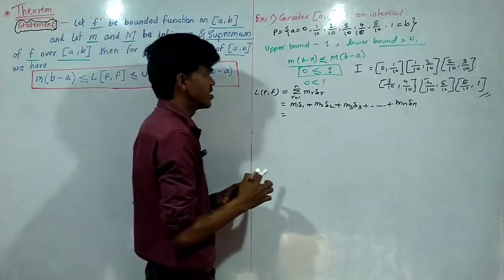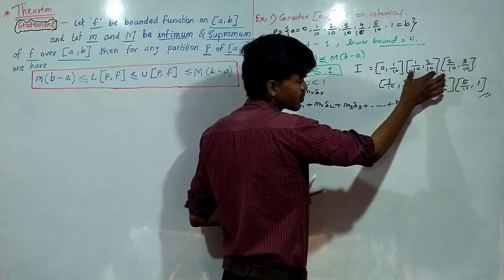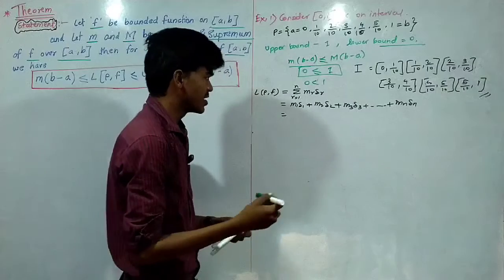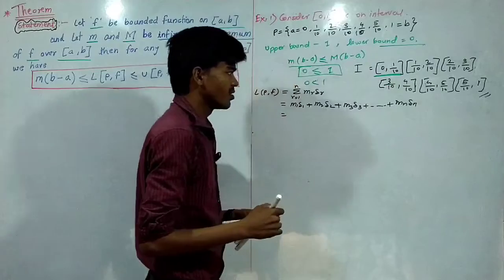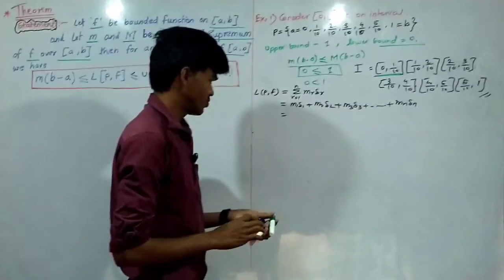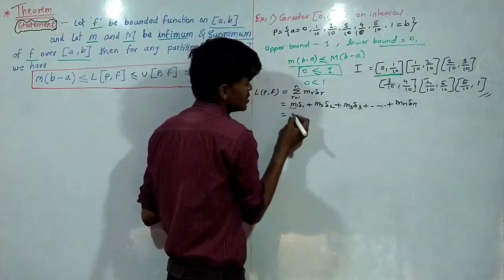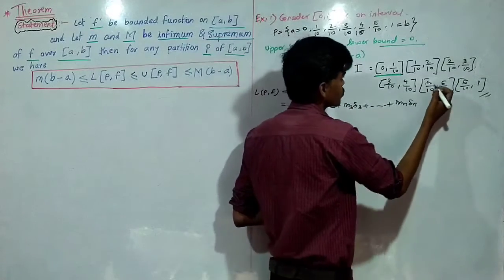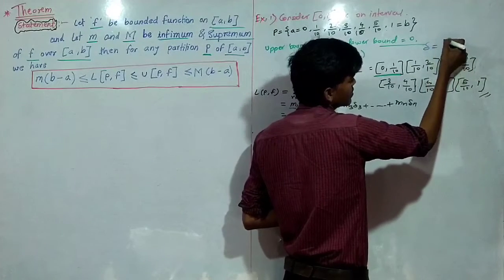Using this, we know the infimum and supremum from each sub interval. Here the infimum for this sub interval is 0, and the supremum is 1 by 10. Using this concept, we need to substitute the values here. That is, the first term is 0 into delta 1. You need to calculate delta as the final term minus the initial term.